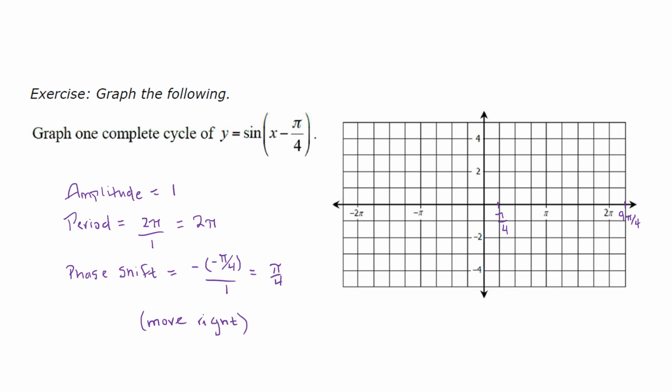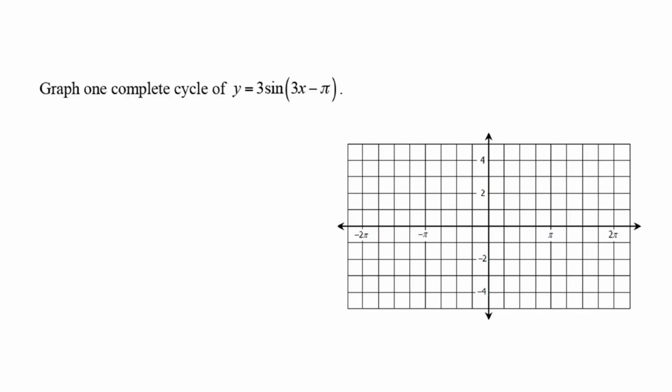Okay, and I'm going to start at 0. Let me do the highlighter again. Start at 0. And then I will skip 2 and go up to 1 because my amplitude is 1. Then I will go 0, -1, and then I will go to 0. Then we connect our dots, and that is one complete cycle.